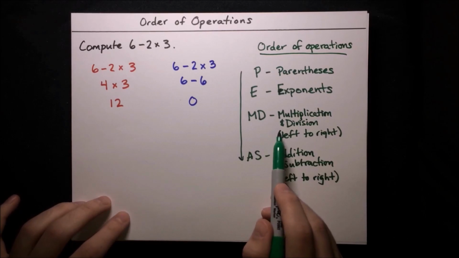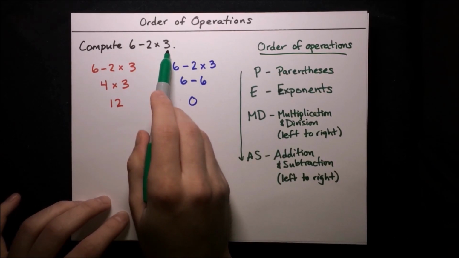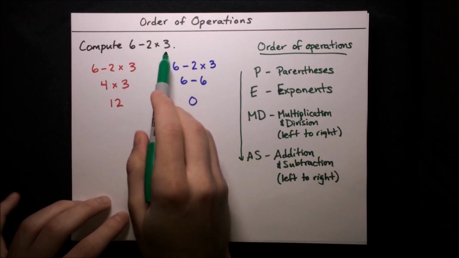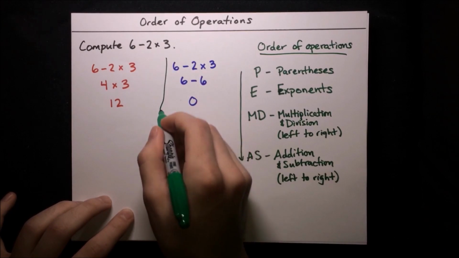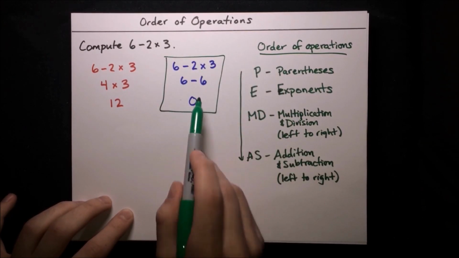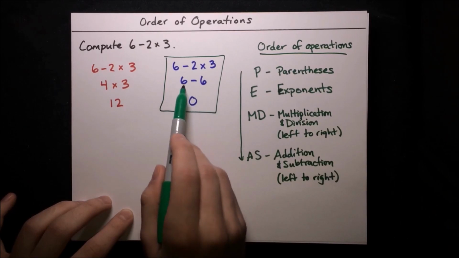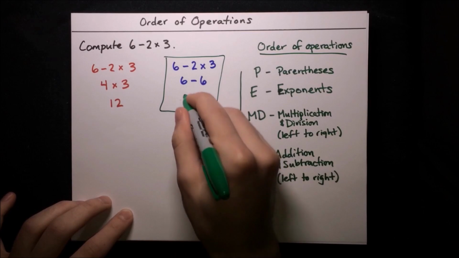So the bottom line is that we should be doing this multiplication 2 times 3 before we do this subtraction, 6 minus the result of that multiplication. So this is really the correct result here. We do 2 times 3 first, get 6, and then do the subtraction 6 minus 6 to get 0. So our final answer is 0.